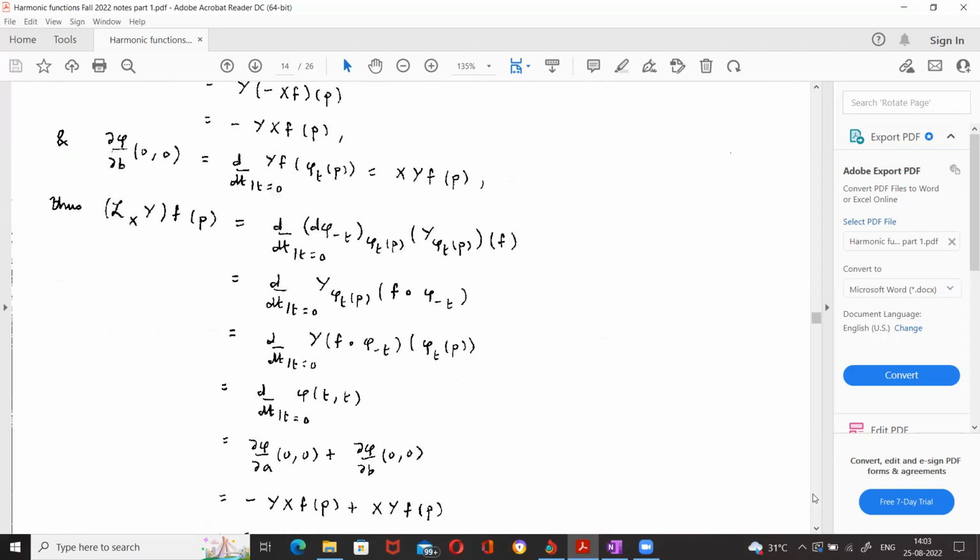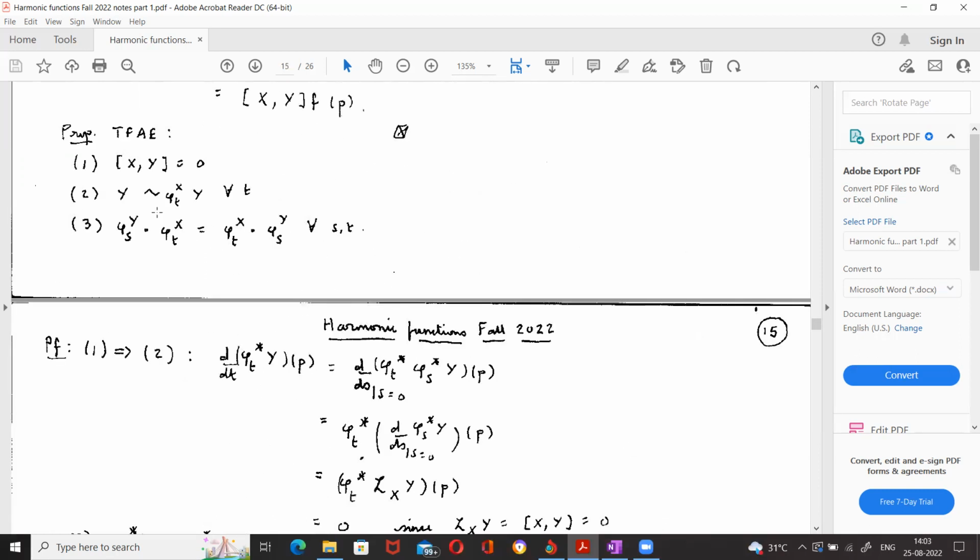And using this, we could show that the bracket is identically 0 if and only if the flows of X and Y commute. So the bracket gives a measure of how far the flows of X and Y are from commuting. Okay, so any questions about this?